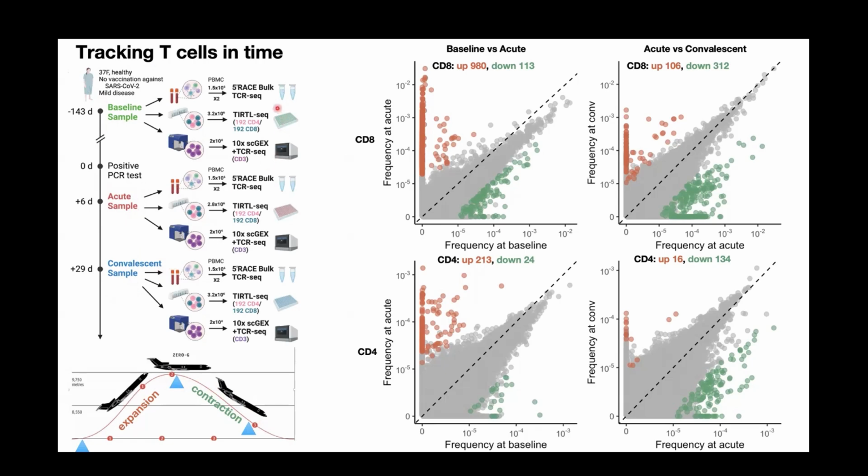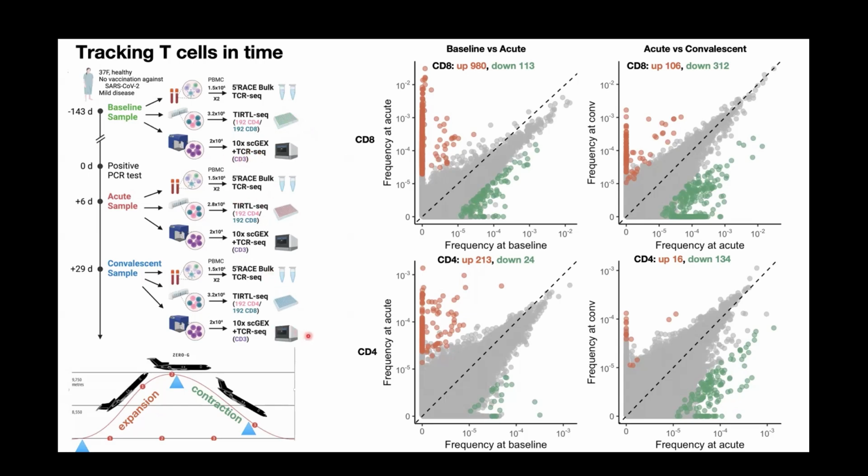On each sample, we performed 5' RACE bulk TCR sequencing of alpha and beta. So this is the conventional bulk TCR-seq approach. We did TIRTL-seq, and in this case, we split into CD4 and CD8, and we did half a plate, 192 wells CD4, 192 wells CD8. And we also did a 10x reaction, one 10x reaction per time point to compare all these methods.